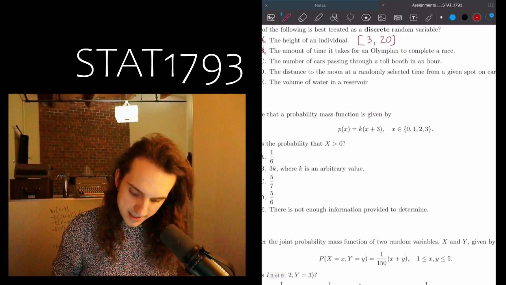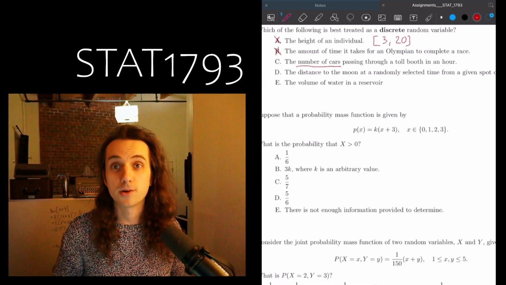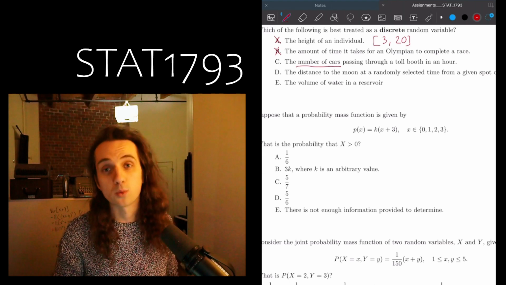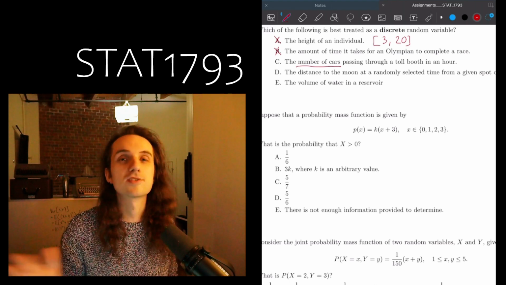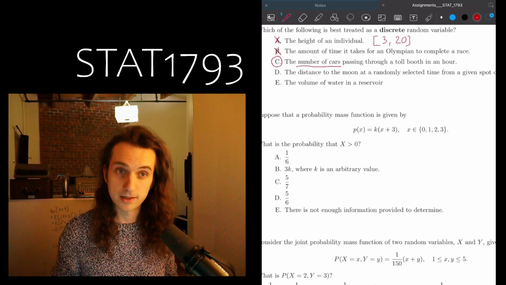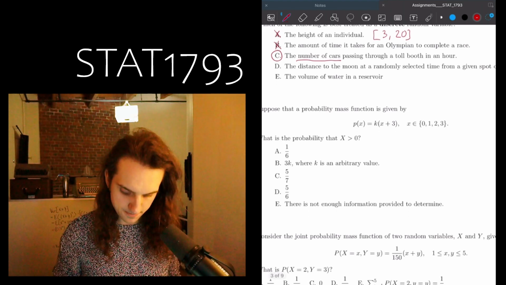The number of cars passing through a toll booth in an hour, right? Number of cars. We are counting up a discrete quantity. We don't know what the maximum number is going to be, but we know it's going to be 0 or 1 or 2 or 3, right? There's sort of no in between here. So C is going to end up being a discrete quantity. But let's look through the remaining answers and just make sure that nothing else sort of stands out here.